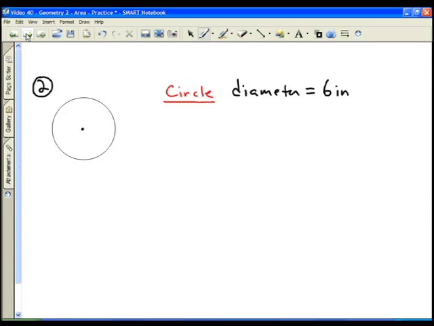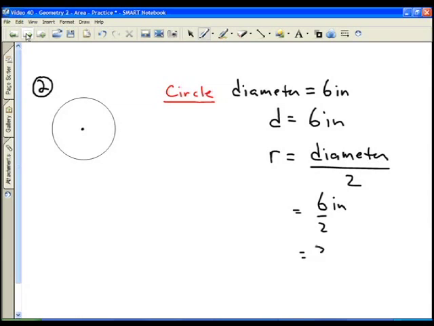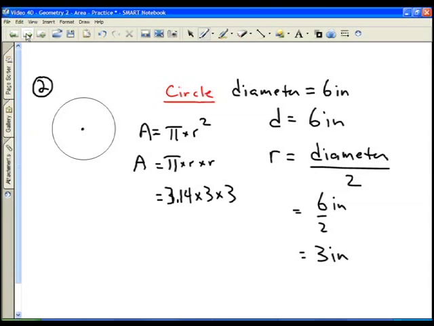And in our next example, we're asked to find the area of a circle that has a diameter of 6 inches. So we know that if the diameter is equal to 6 inches, the radius, which is what we need for our circle area formula, is the diameter divided by 2. So the radius will be a diameter of 6 inches divided by 2, which will be 3 inches. And now, for our circle, we know that the area is equal to pi times r squared, and that's the same as pi times r times r. So we get pi, which is 3.14, times 3 times 3.